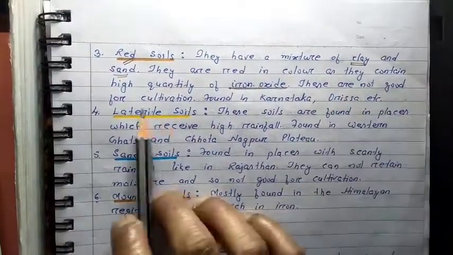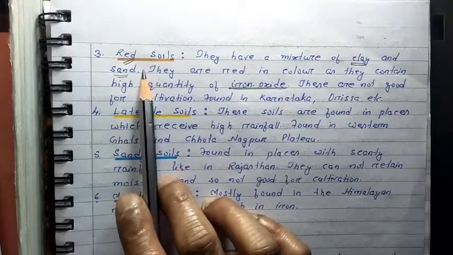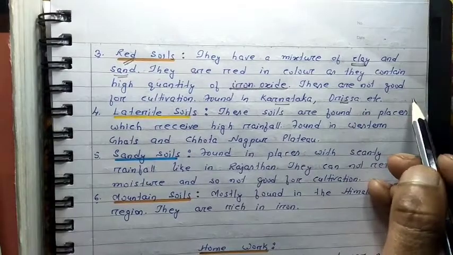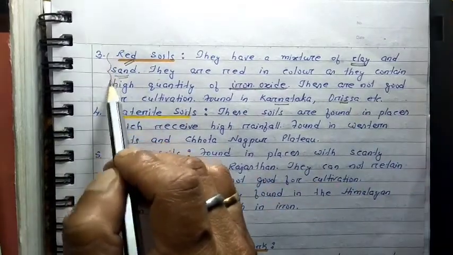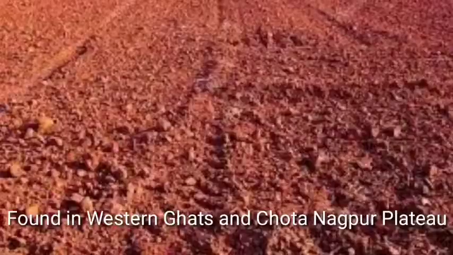These are not good for cultivation. Red soils, they are not that much good for the cultivation of the crops, and it is found in Karnataka, Odisha and the different other parts of our country. That's about red soil. The fourth one comes about laterite soils.